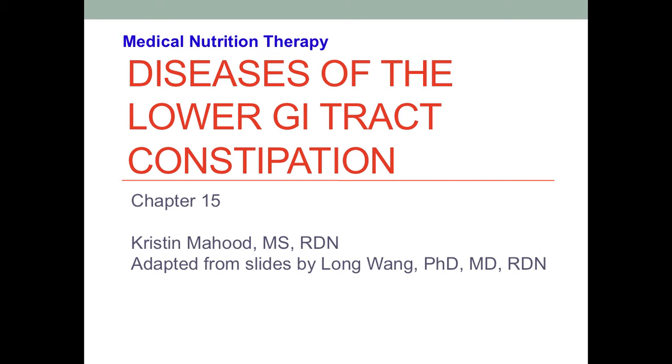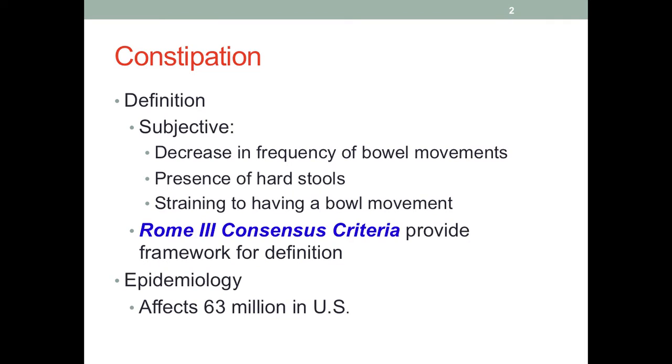Constipation is another common lower GI disease. There are subjective definitions and then the definition that medical professionals use to reach a formal diagnosis. For the subjective definition, patients often complain of at least one, if not more, or all of these signs and symptoms: decreased frequency of bowel movements, presence of hard stools, or straining, where the patient needs to try really hard to have a bowel movement. Any of these would fit the subjective definition.